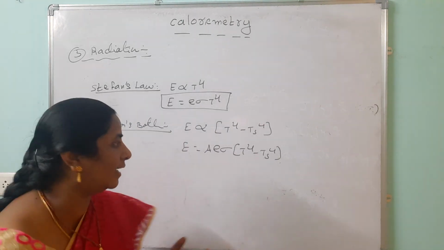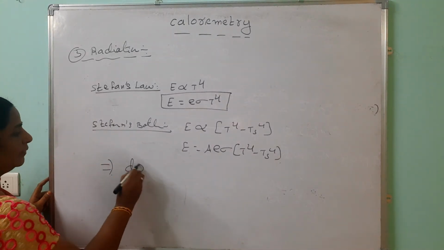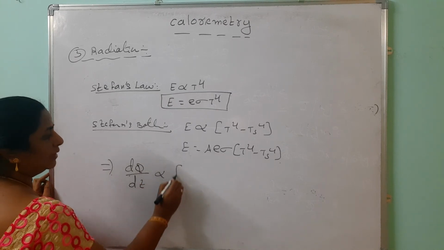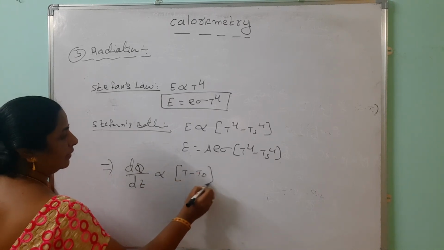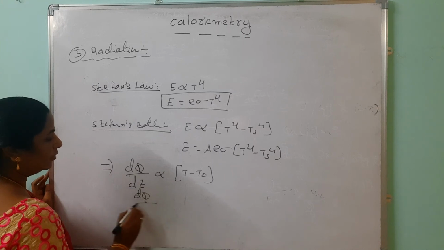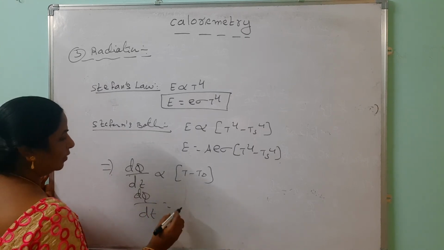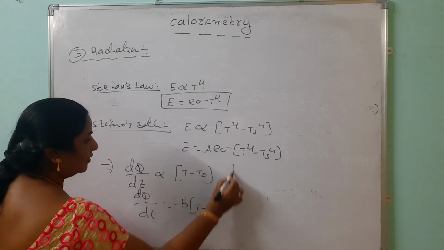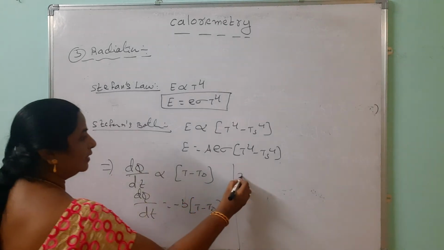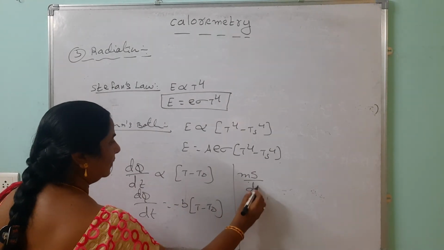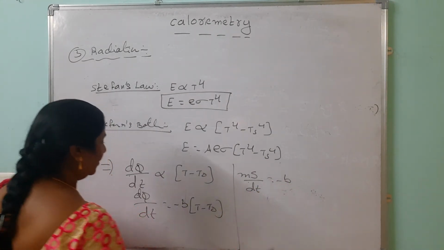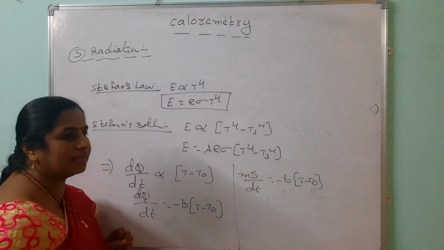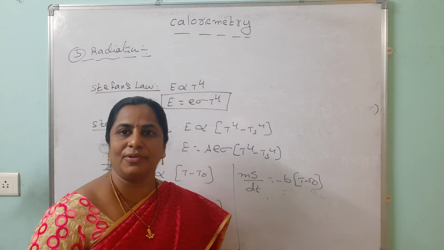The next one, after this, is Newton's law of cooling. What he has given is that the rate of flow of heat is directly proportional to the temperature difference. Then here we get dq by dt equals one constant, that is minus b into t minus t naught. After this, instead of dq, we know that it is ms dt, like minus b into t minus t naught. So like that we can use Newton's law of cooling also. So this is about radiation.